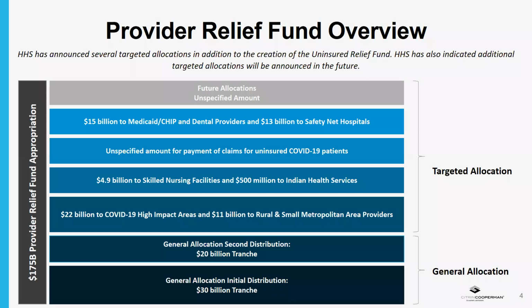From what we're hearing right now, Congress goes on recess in early August. There's buzz that they are trying to get another CARES 4 out before that time, which may include additional funding for providers. But to date, these are the distributions that have been announced. Tracy, the next slide.